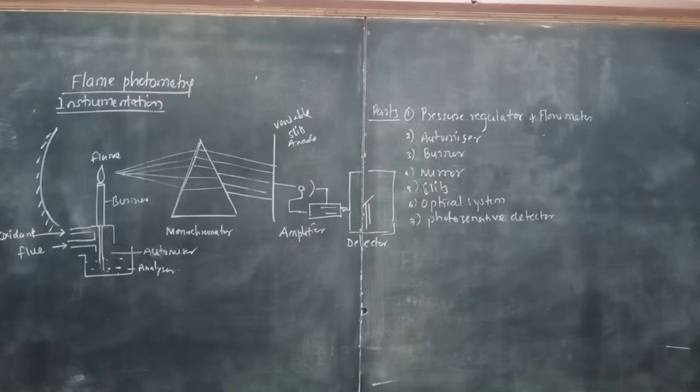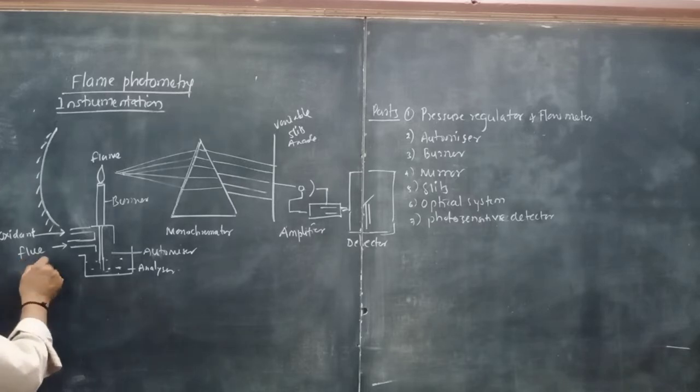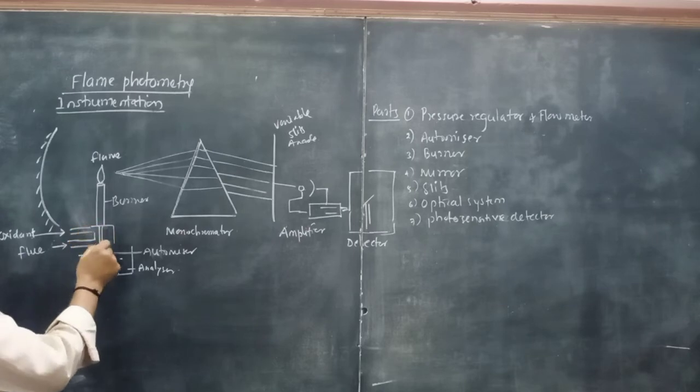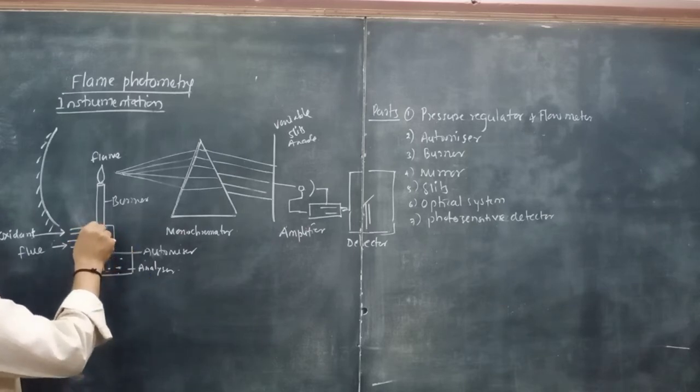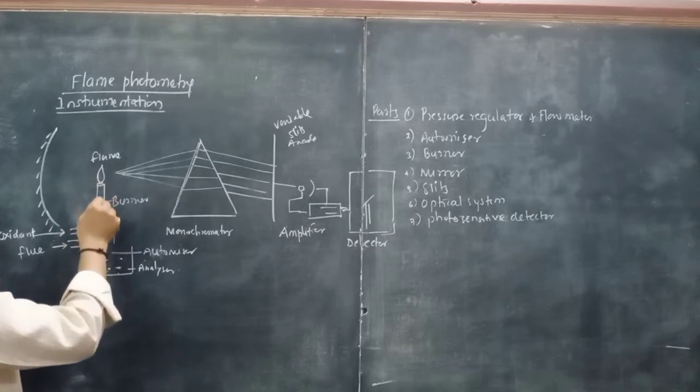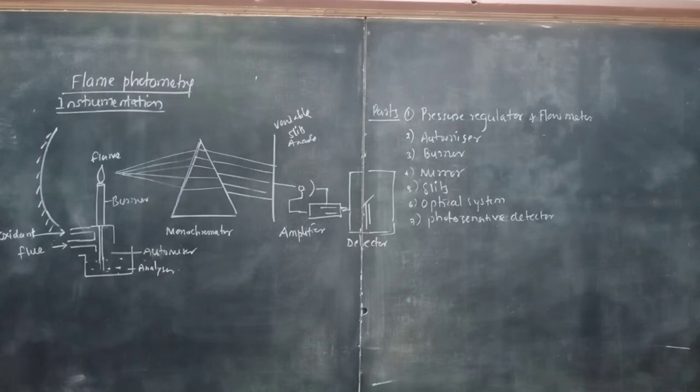The first one is the pressure regulator and flow meter. See here, these are used for the proper adjustment of the pressure as well as the flow of the gas. Here, fuel is placed, and at the same time, oxidants are added. The fuel as well as the oxidants enter the atomizer, and with a specific rate they start to flow upwards. Clear? The fuel as well as the oxidant are in the form of gases.